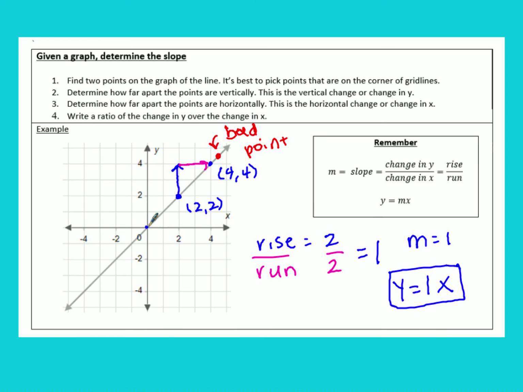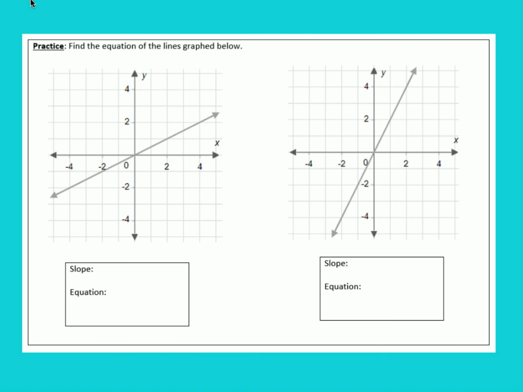Remember, this is a proportional graph because it does pass through the origin, so we're allowed to use this form y equals mx. So there's 2 graphs below as practice problems for you. You can use this example to help you. If you feel confident, pause the video, do them on your own, and then check your work.